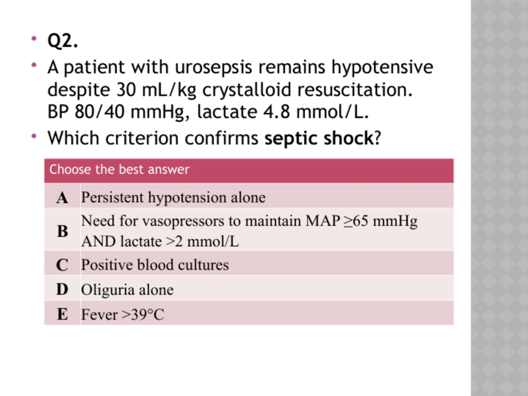Option C, positive blood cultures, confirms infection but doesn't alone confirm shock. Option D, oliguria alone, suggests kidney hypoperfusion but isn't enough on its own to define shock. And option E, fever over 39 degrees C, indicates infection but doesn't confirm the circulatory failure characteristic of shock. So, in this context, the most accurate answer is B. It captures the need for vasopressors and elevated lactate, both critical markers in confirming septic shock. This illustrates how we move beyond just identifying infection or hypotension and focus on evidence of ongoing circulatory compromise.